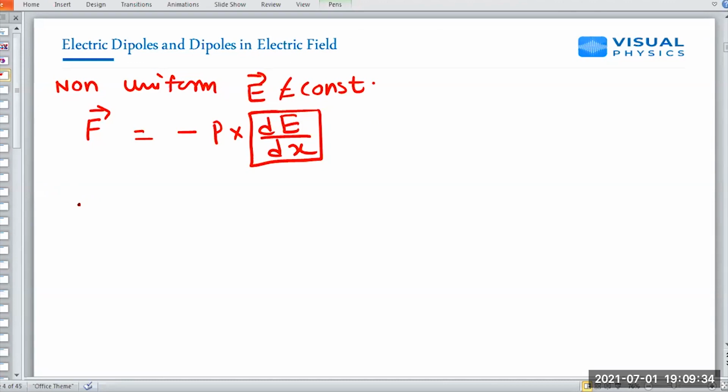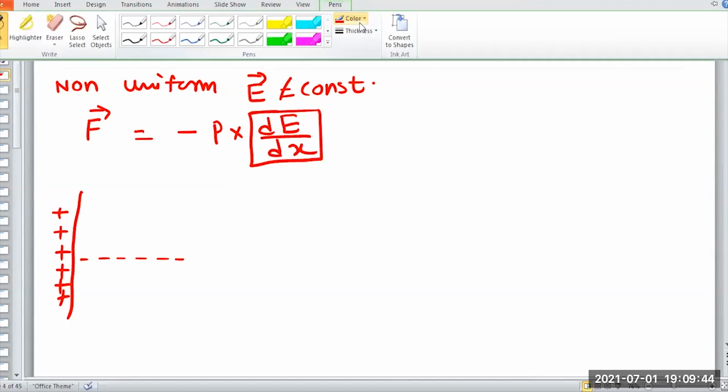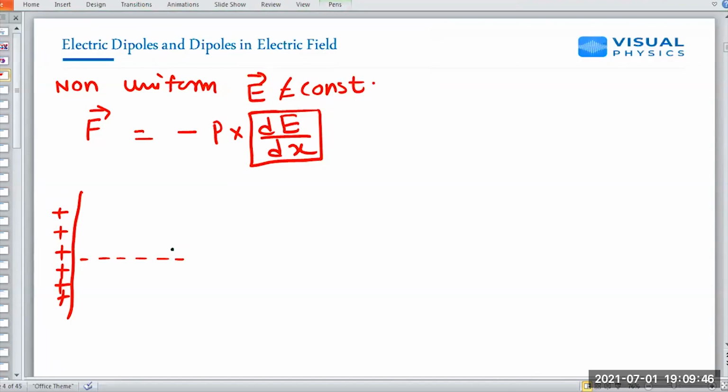Let us take an example. Suppose I am given an infinite line charge. Okay. And I have placed a dipole at r distance from this point. And I have to find the force on this dipole. Okay.